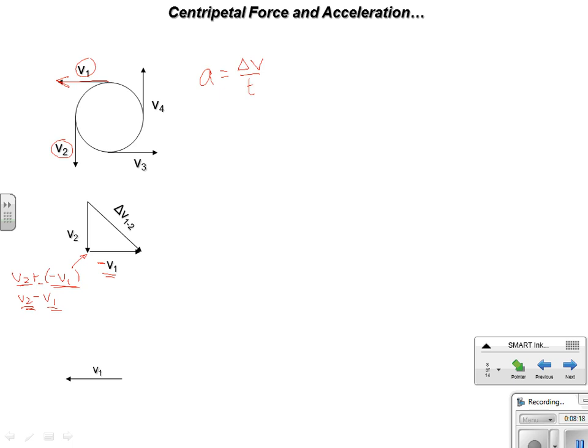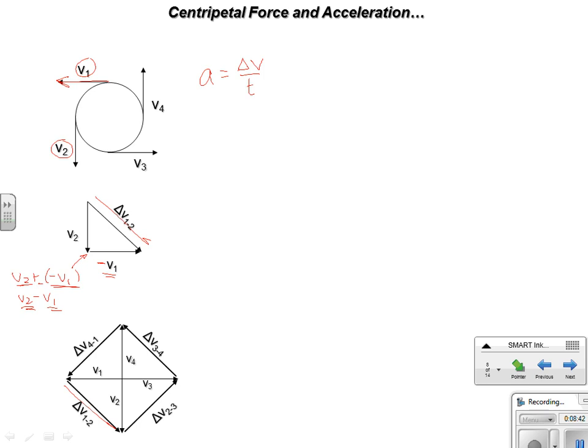Now, we can get the same vector. I told you never to do this, but if we draw them tail to tail and draw that vector, notice how this one and this one are the same vector. So a little shortcut here is that we just draw these all tail to tail and connect the tips, and we get all those changes.